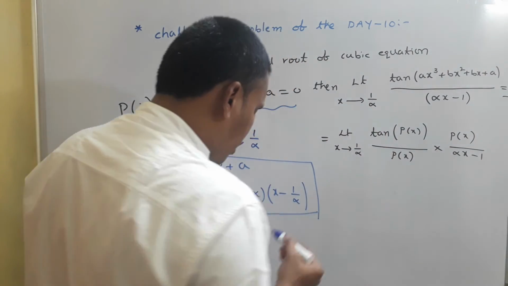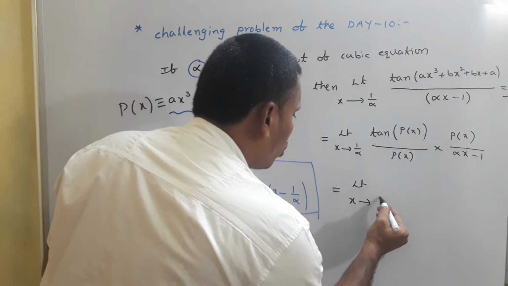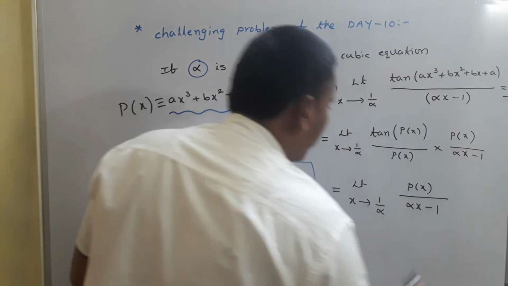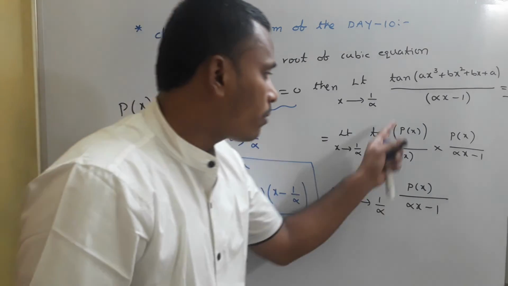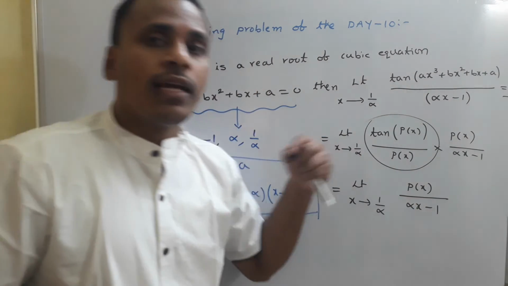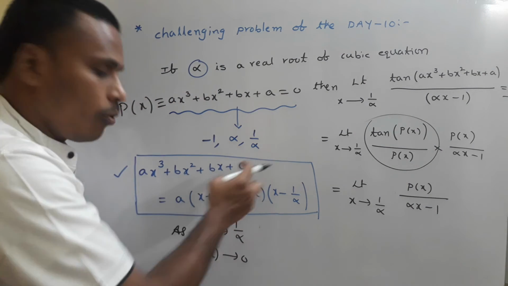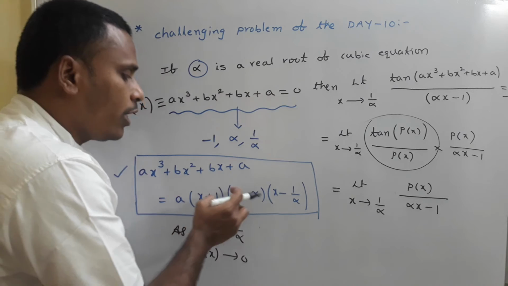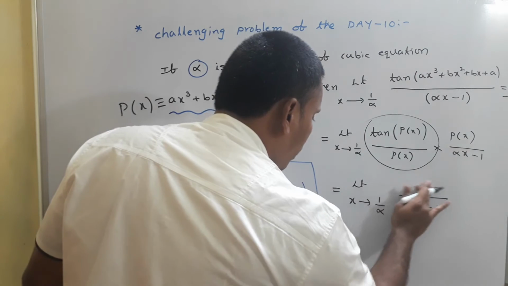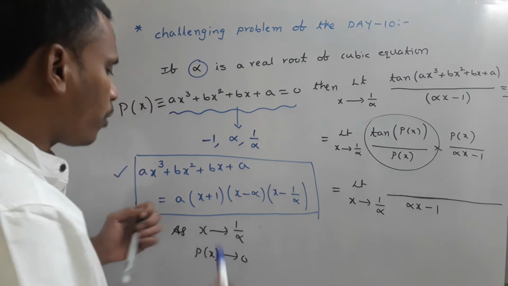So in the immediate next step, since its value is 1, we will write it like this: limit as x tends to 1 by alpha of p of x divided by alpha x minus 1. Is it clear? Now what is p of x? P of x is the polynomial, which is a into (x plus 1) into (x minus alpha) into (x minus 1 by alpha). Now I am just replacing p of x with this particular product.